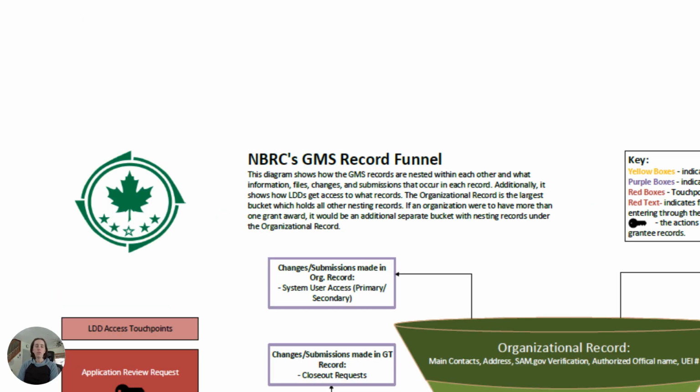So this diagram shows how the GMS records are nested within each other and what information, files, changes, and submissions occur in each record. Additionally, it shows how LDDs get access to what records. The organizational record, which is the largest bucket, holds all other nesting records. If an organization were to have more than one grant award, it would be an additional separate bucket with nesting records under that organizational record.